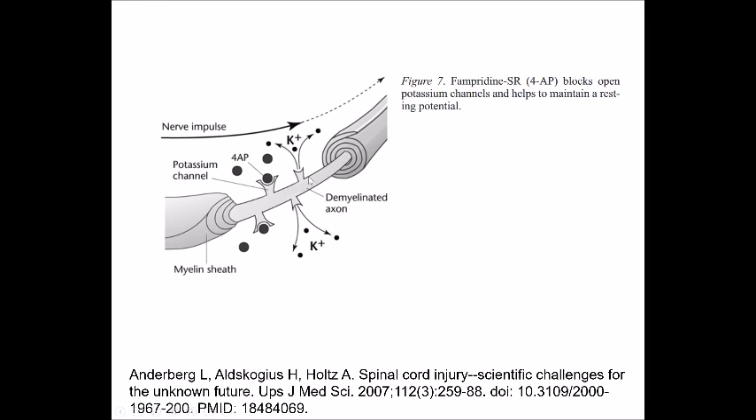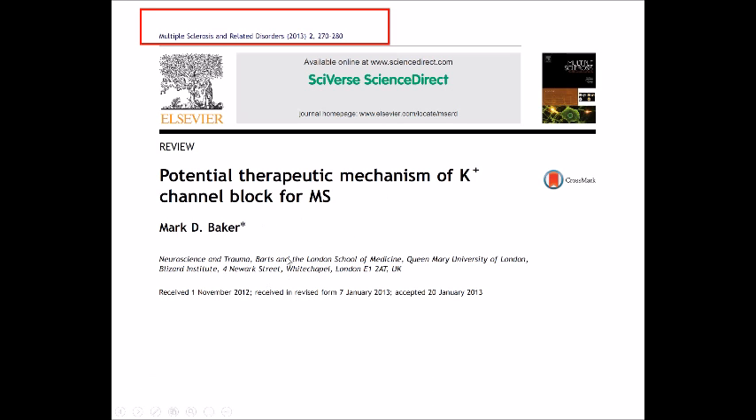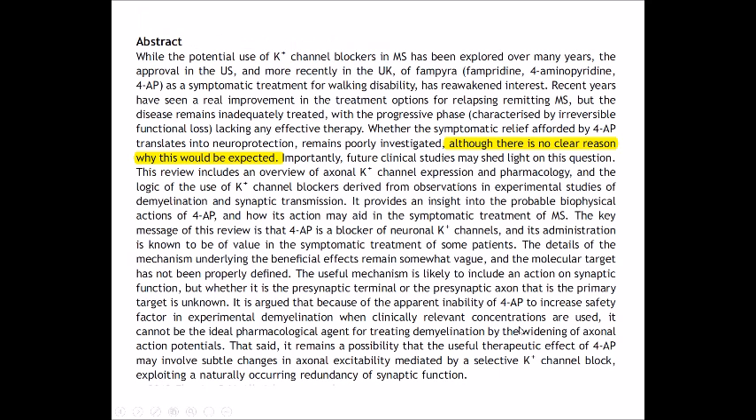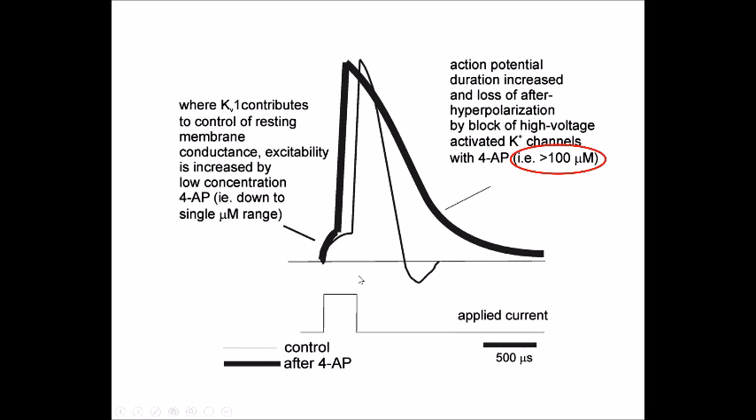So that's another factor. And then this Dr. Baker presented a good case here in a journal that is dedicated to multiple sclerosis and related diseases. This was out in 2013. And he basically mentioned that there's no real clear reason why 4-AP is working in some of the patients, because there's controversy in how it's working in demyelinated states.